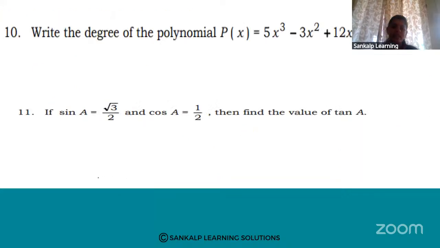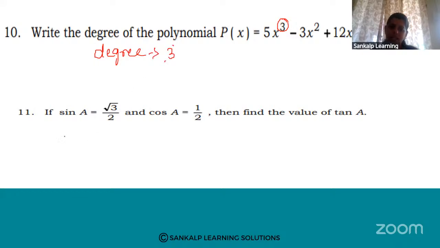Next. Write the degree of the polynomial p of x is equal to 5x cube minus 3x square plus 12x minus 8. Degree means highest power of the polynomial. P of x means it is a polynomial. Highest power of the variable, we call it a degree. So degree here, 3, 2, 1, 0. That means highest power is 3 here. Therefore, degree of this polynomial is 3.